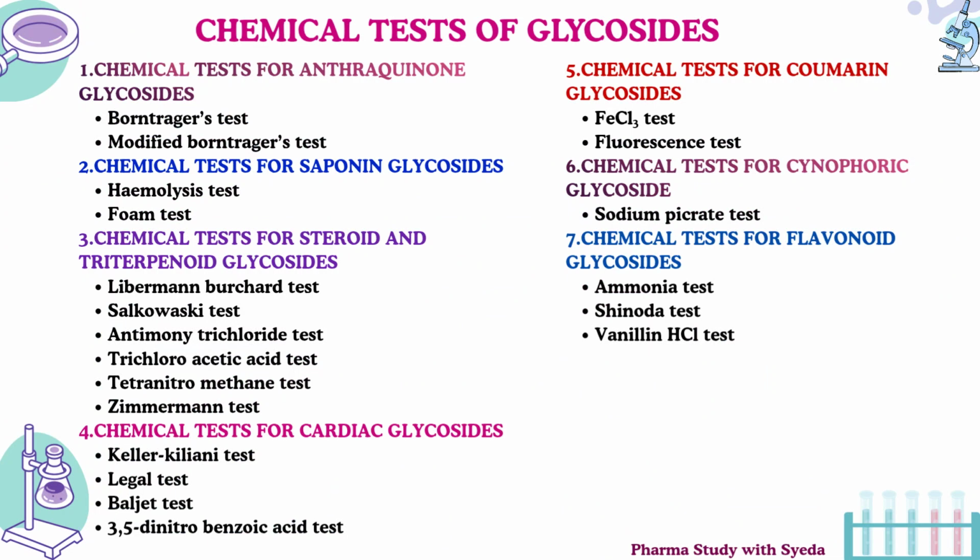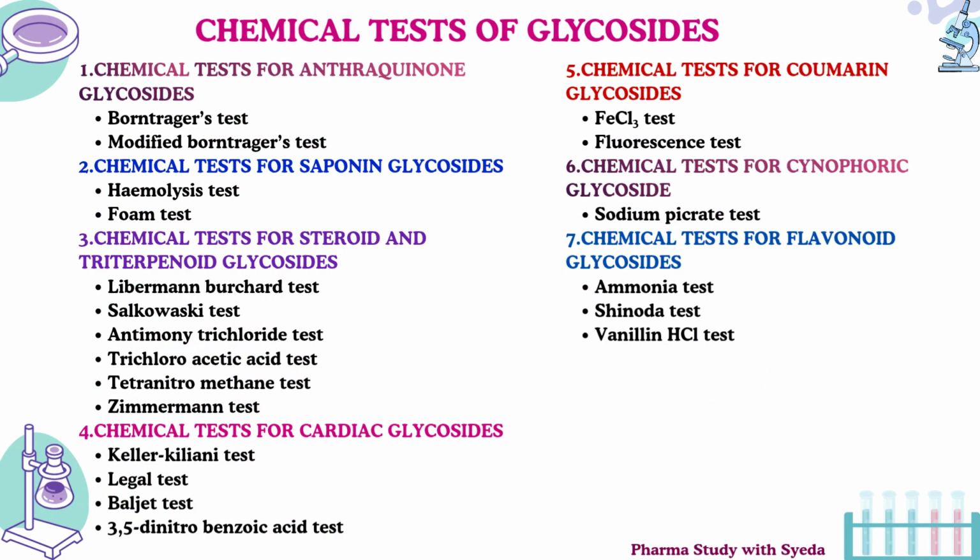1. Chemical tests for anthraquinone glycosides: Borntrager's test, Modified Borntrager's test. 2. Chemical tests for saponin glycosides: Haemolysis test, Foam test. 3. Chemical tests for steroid and triterpenoid glycosides: Liebermann-Burchard test, Salkowski test, Antimony trichloride test, Trichloroacetic acid test, Tetranitromethane test, Zimmermann test.